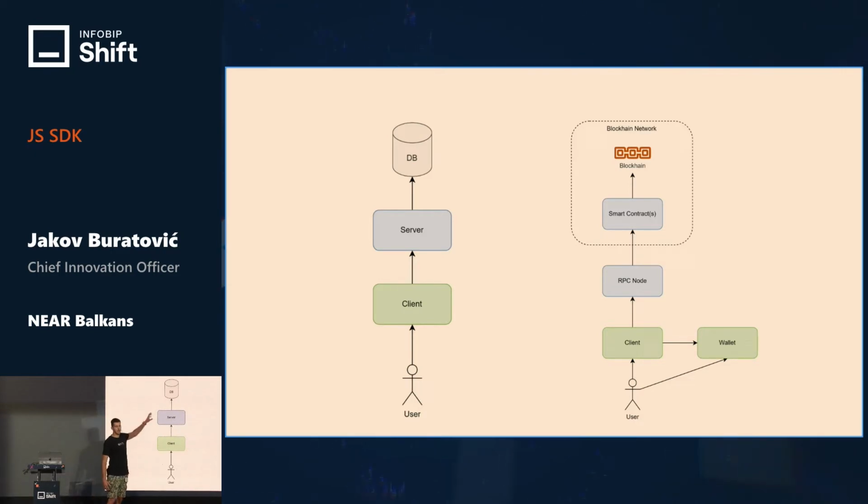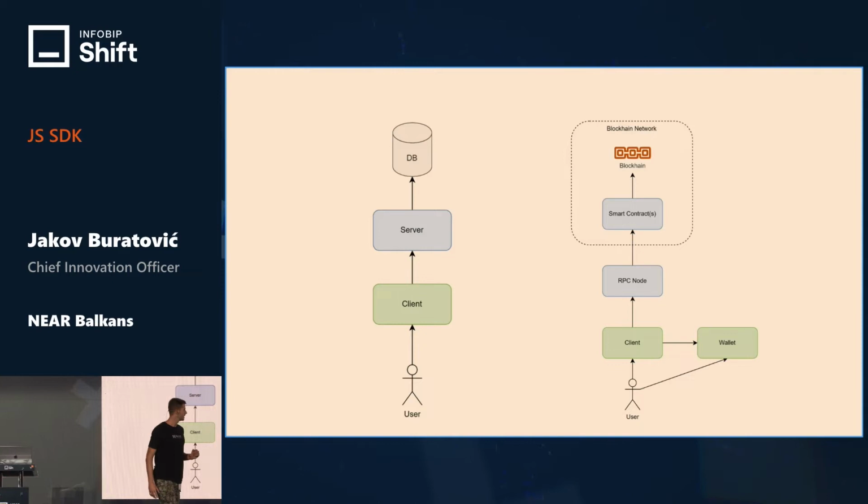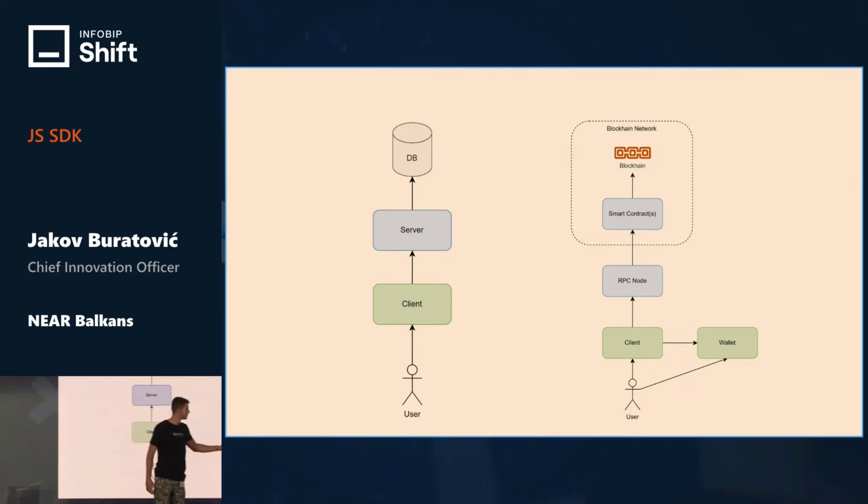We have some kind of server, which can be a backend executing business logic. And we have a database. The database is used to store all the data that is modified by the server, and later on it can be retrieved. So this is very simple. In blockchain, in decentralized applications, it's not much different. Again, we have a client.